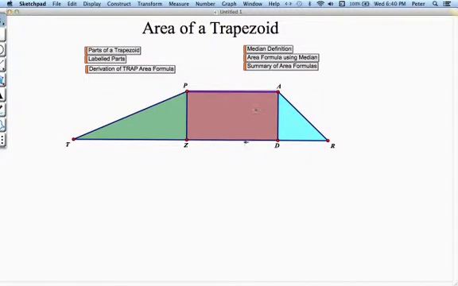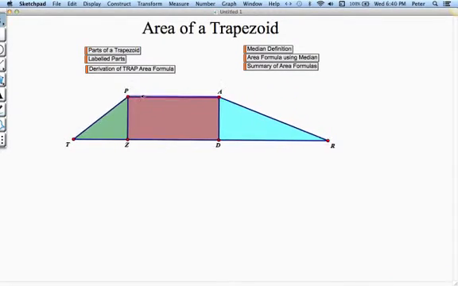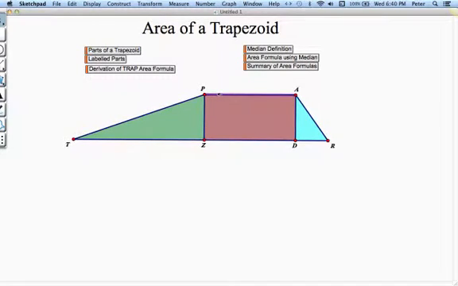A trapezoid has two parallel sides called bases, and two non-parallel sides, which are sometimes called legs. The legs come up more in isosceles trapezoids, where they would be congruent. But these two sides, no matter what, will be parallel, and it leads to all different sorts of shapes of trapezoids.